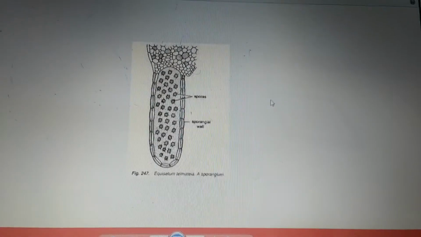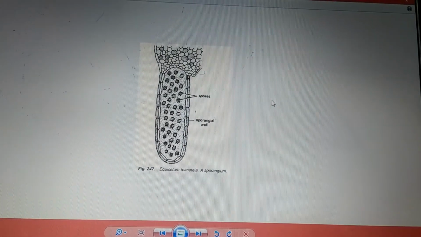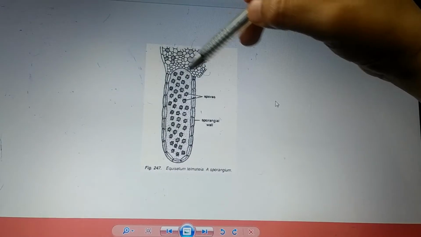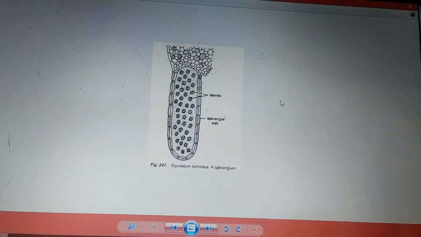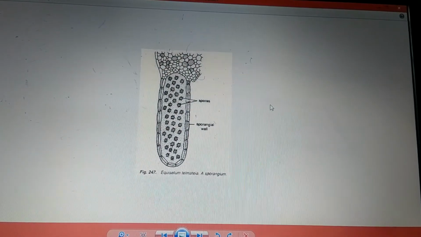Here we will begin with the developmental stages of the sporangium in case of Equisetum. This is the picture of a developed sporangium, which is an elongated sac-like structure with a two-layered wall, and it contains the spores. Here the spores are homosporous in nature, that is, they are the same in size and shape.